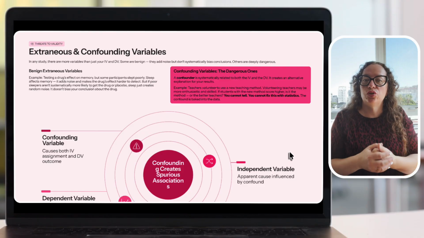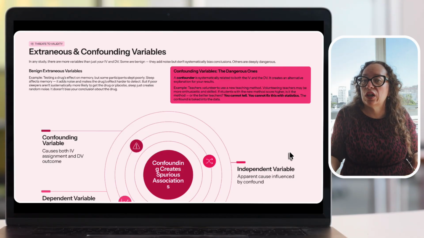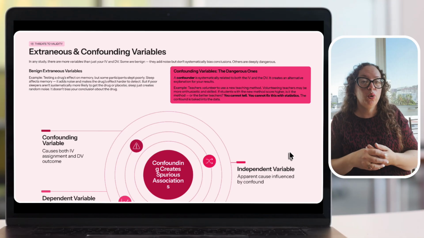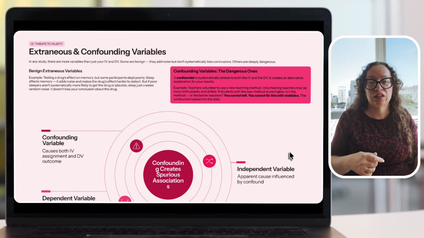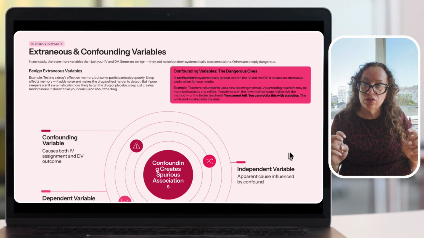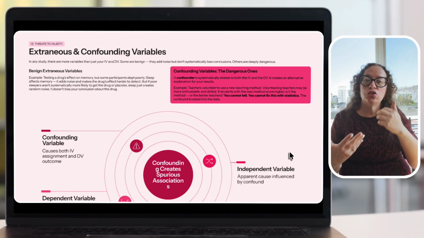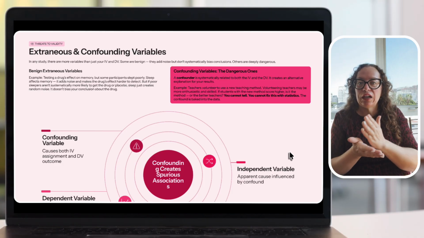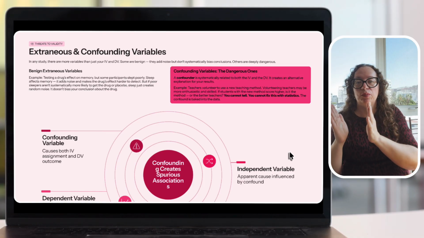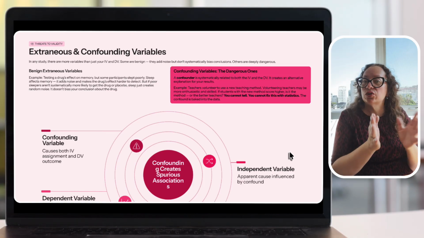Now you run your study. Students with the new method score higher. What can you conclude? Is it the teaching method that caused the improvement? Or is it the better teachers, the more enthusiastic teachers? You can't tell. Teacher quality is confounded with teaching method. So the teachers using the new method are systematically different from those using the old method. Any difference you find might be due to the method or to the teacher or some combination.